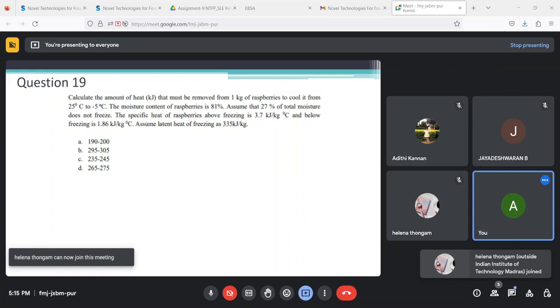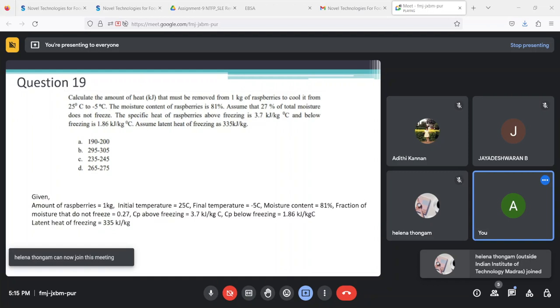So here there are 3 processes involved. First, you are cooling the raspberries from 25 degrees Celsius to the freezing point, which is 0 degrees Celsius. Then you have conversion of water into ice crystals, that is the latent heat of freezing. Then after that you will further cool it from 0 degrees Celsius to minus 5 degrees Celsius. So one from 25 to 0 degrees Celsius, then the latent heat of freezing, then 0 to minus 5 degrees Celsius. We need to calculate the amount of heat for these 3 processes to calculate the total amount of heat.